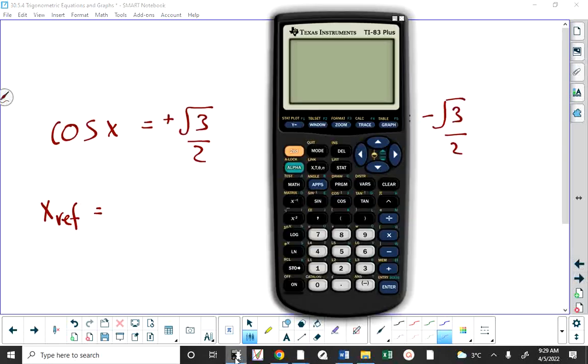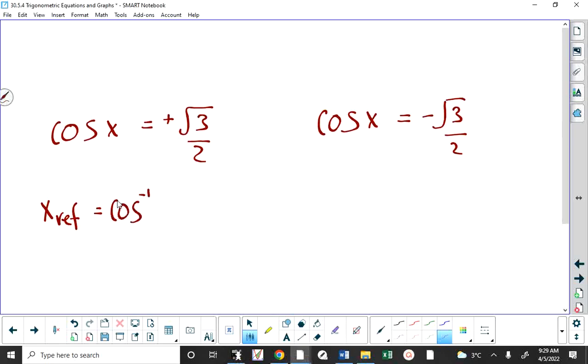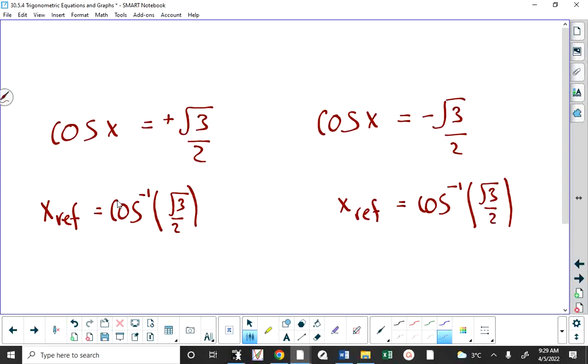So the reference angle will be the inverse cos, this is how we write it, of root 3 over 2. Over here, the reference angle will be the inverse cos of root 3 over 2, because we don't include the negative. And my point is, you're going to get the same reference angle for both, right? So when you go inverse cos in degree mode of root 3 divided by 2, I sure hope you get 30 degrees. Okay, so you get 30 degrees for a reference angle for both of these.